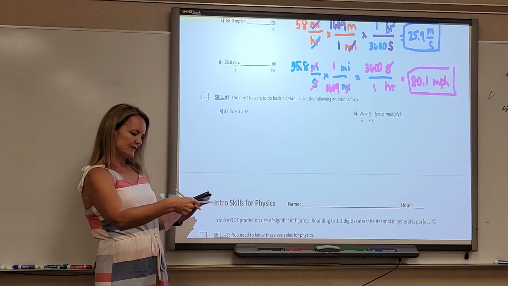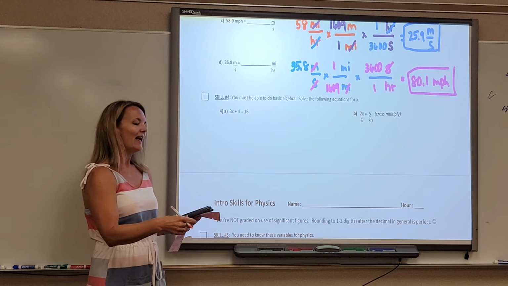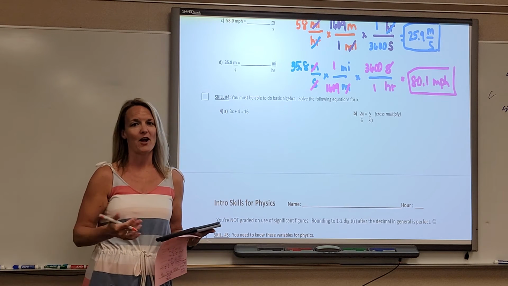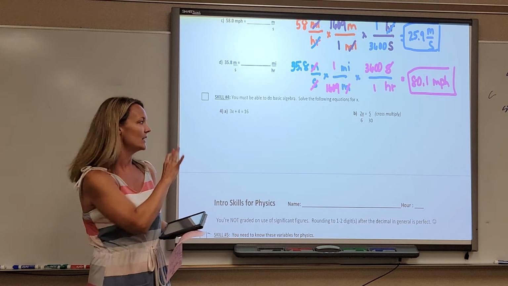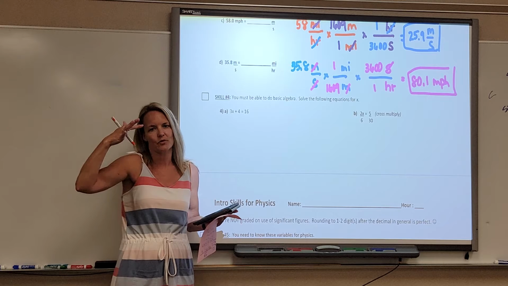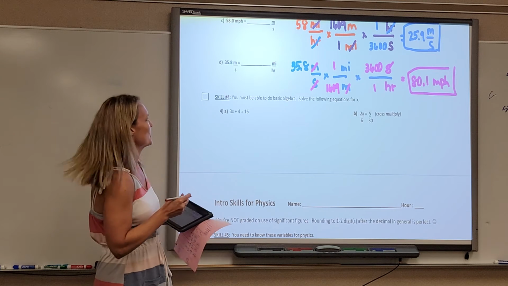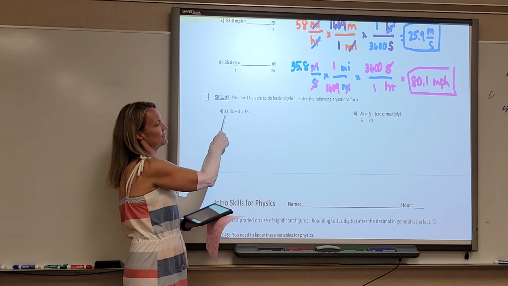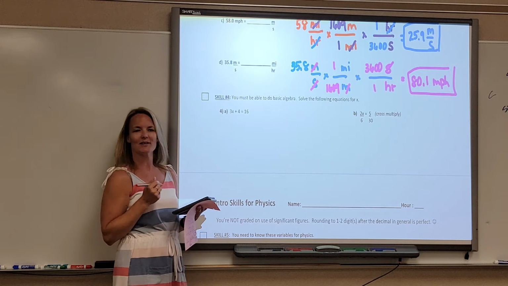All right, skill 4, algebra. You're going to have to be able to solve for x. We're going to do this the most out of any of these things. You have to be able to move your variables around, or at least start to refresh your memory on how to move them around. Okay, so looking at something like this, 3x plus 4 equals 16.